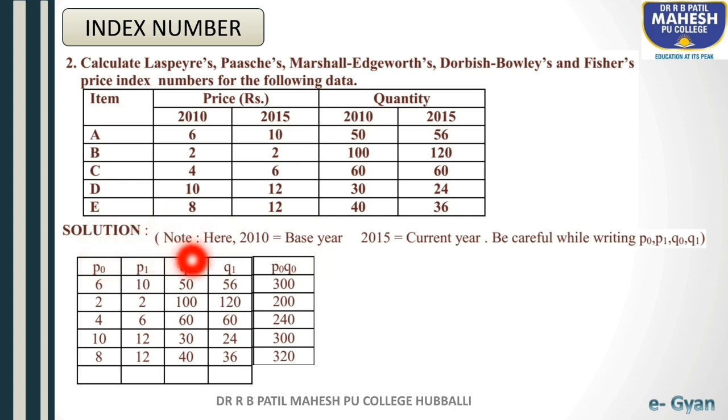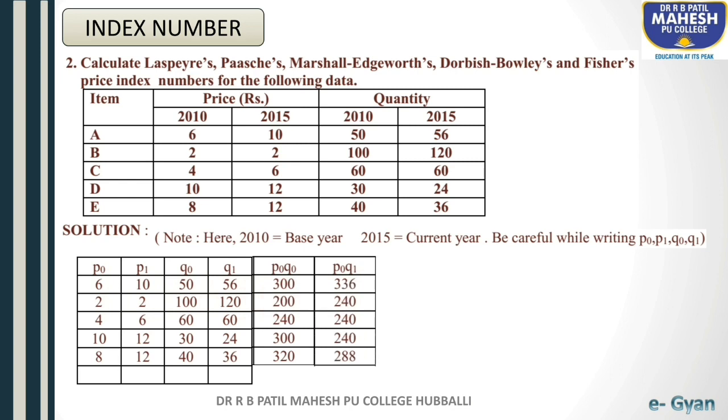6 into 50 is 300. 2 into 100 is 200. 4 into 60 is 240. Then 10 into 30 is 300. 8 into 40 is 320. So this is our P0 into Q0.